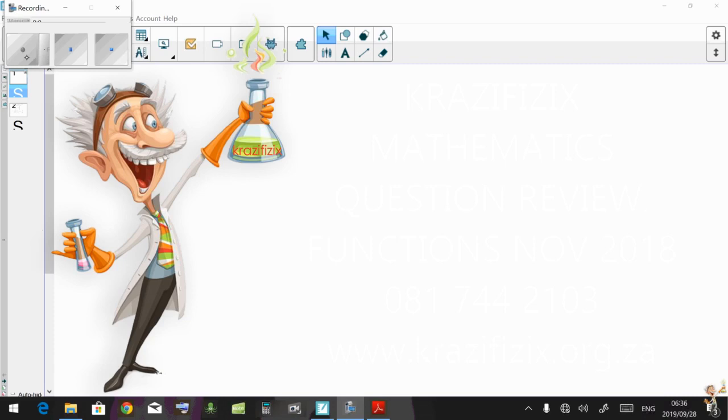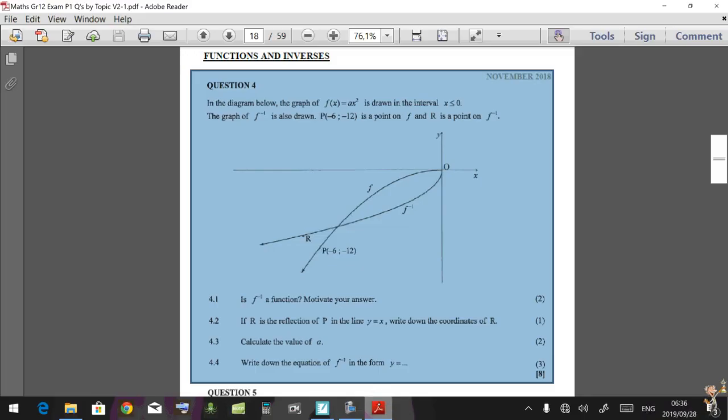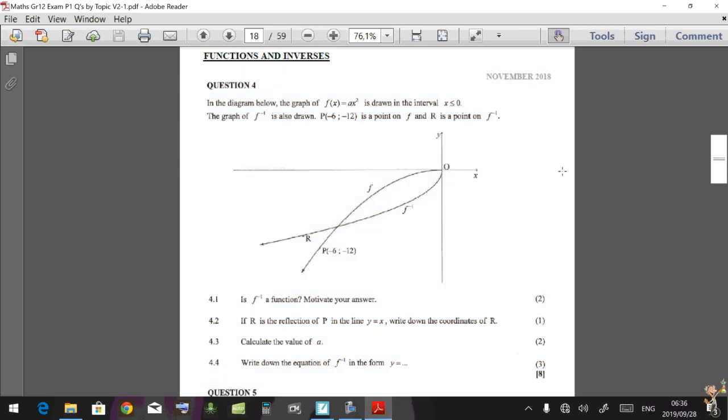In this session, we're going to look at functions all through and try to answer our function questions. Okay, November 2018, we're starting from here. Question 4, and then we'll go to question 5, and all functions with 2018 quickly in this session.